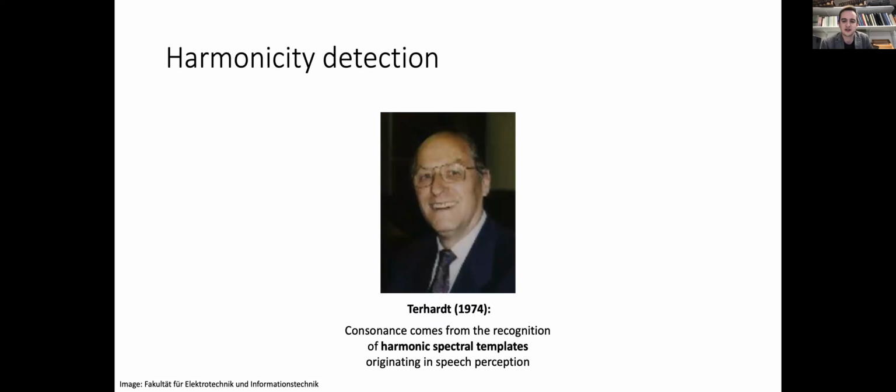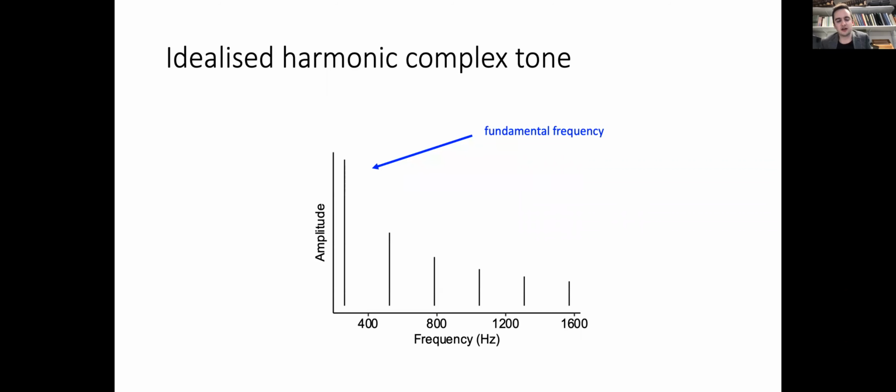The second theory of consonance can be termed harmonicity detection. The modern form of this theory was presented by Terhardt in 1974. Terhardt held that consonance perception comes from the brain recognizing harmonic spectral templates that originally developed for speech perception. As a reminder, a harmonic complex tone looks something like this. Its important property is that all of its partials are integer multiples of a common fundamental frequency.